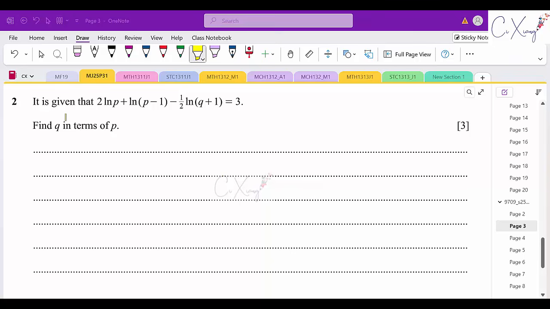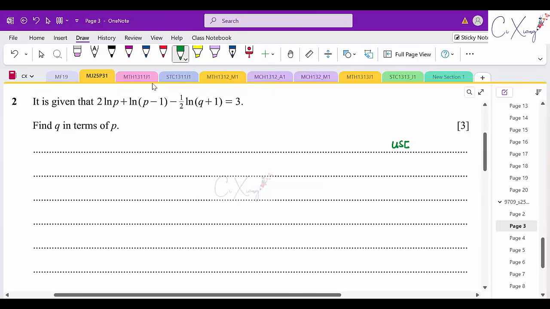Question number 2. We are given this equation and we want to find Q in terms of P. This equation basically has ln and also some pure numbers, right? So to rephrase Q in terms of P, maybe the first step is we need to get rid of all the ln. To combine the ln and get rid of all the ln, there are a few important properties that we need to know.